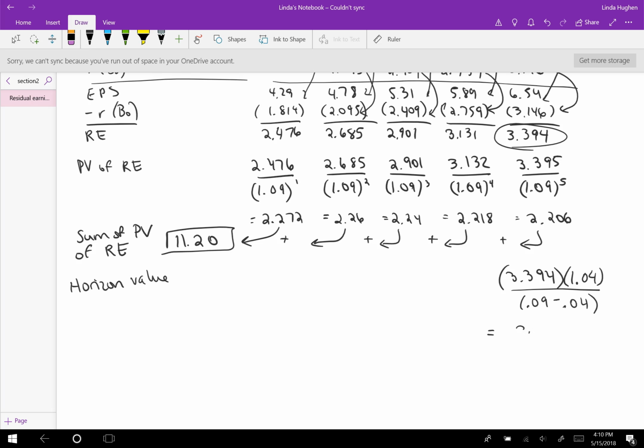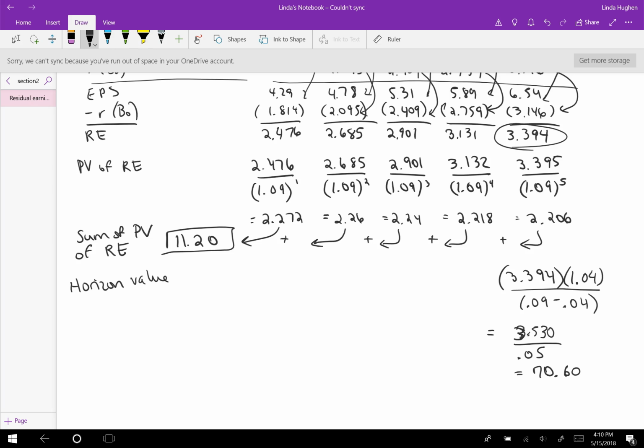This is going to work out to be 3.530 divided by 0.05. So we are saying that the value of the firm per share is 70.60, but that is at the end of 2015.